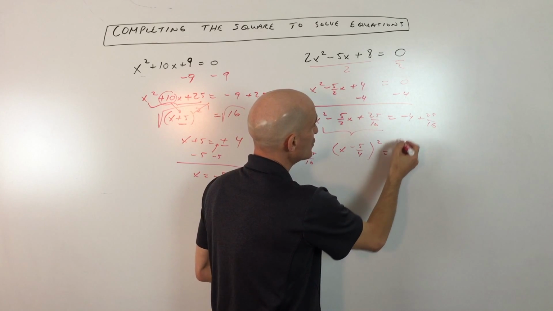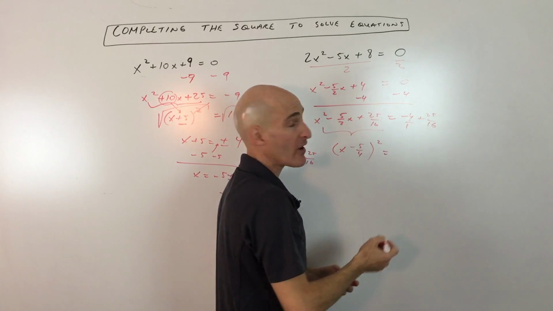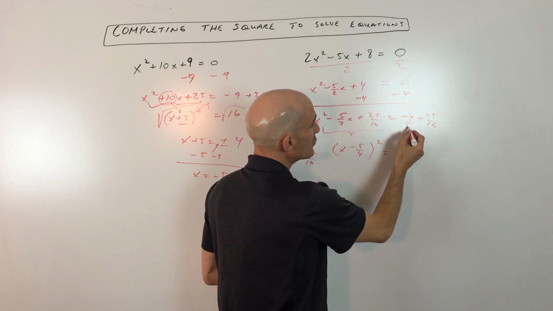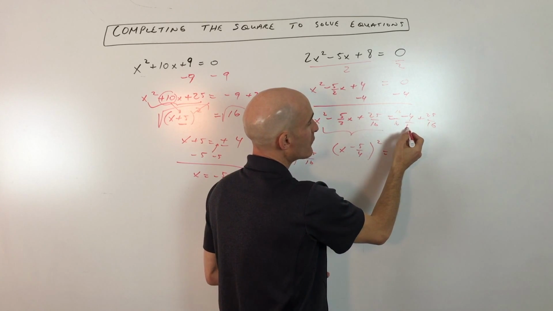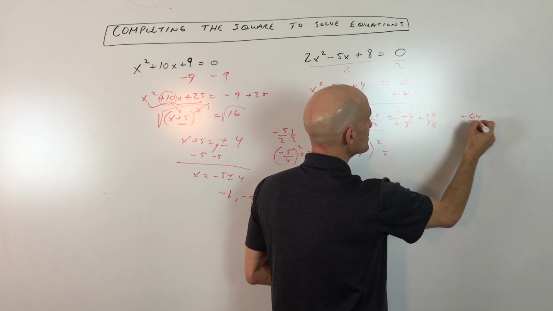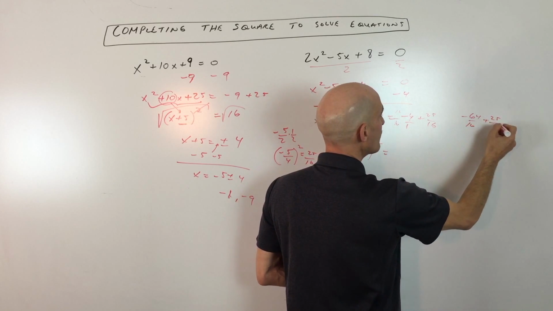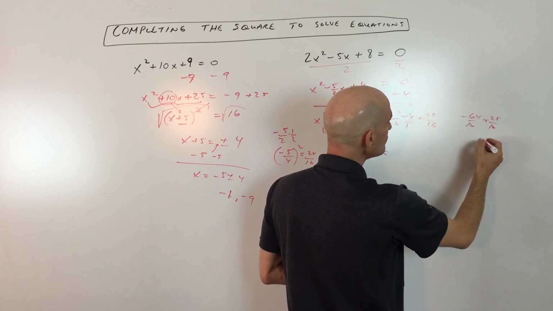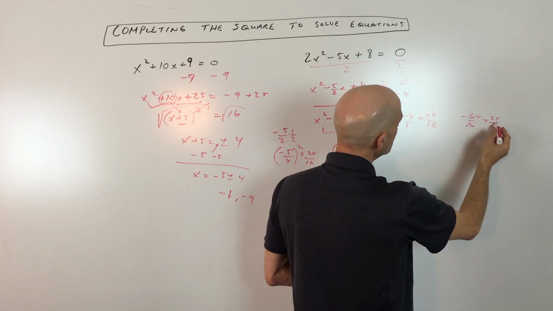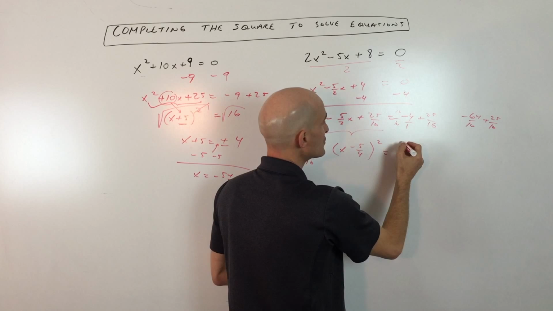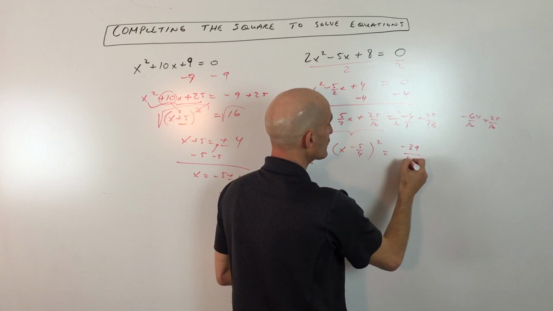And then over here, what we're going to do is combine these into one fraction by multiplying the numerator and denominator here by 16. We get negative 64 over 16. So negative 64 over 16 plus 25 over 16 is how much? Well, let's see, that looks like it's 39. So that comes out to negative 39 over 16.